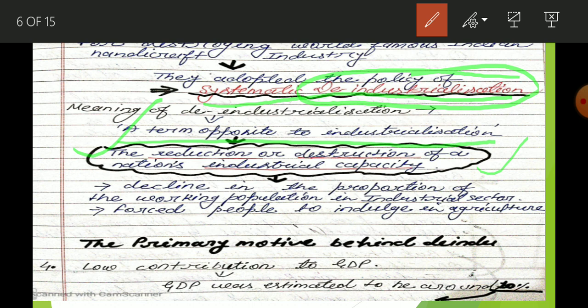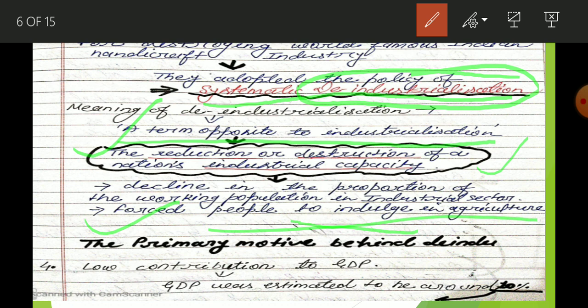Second, when they are unemployed, how are they going to stay in urban areas? They started to move to villages, and in this way they overburdened the agriculture sector. So these were the results of systematic deindustrialization. First, people became unemployed, and these unemployed people migrated to village areas, and in this way there was disguised unemployment in the agriculture sector.